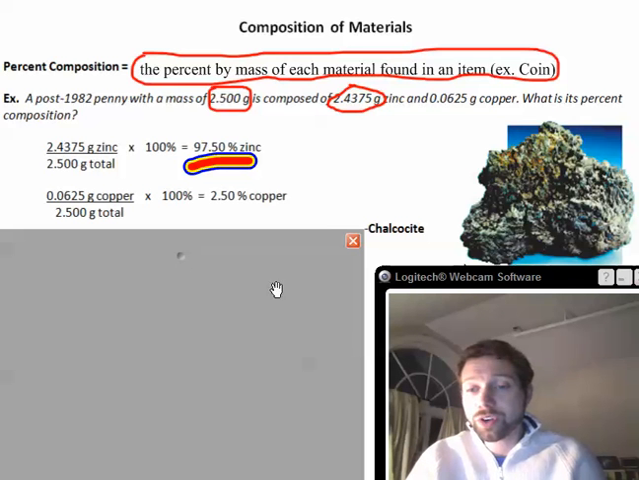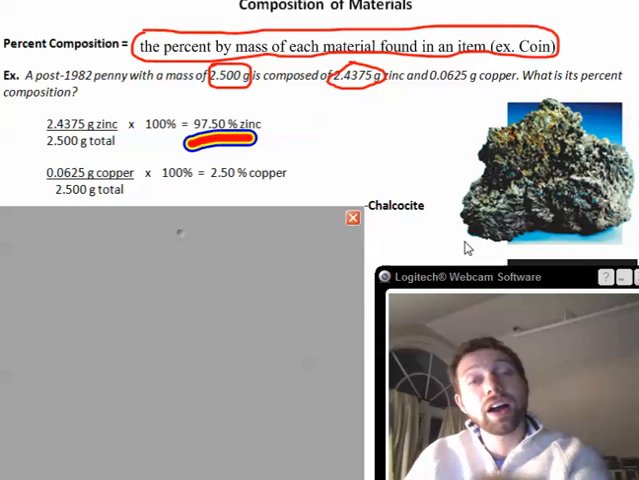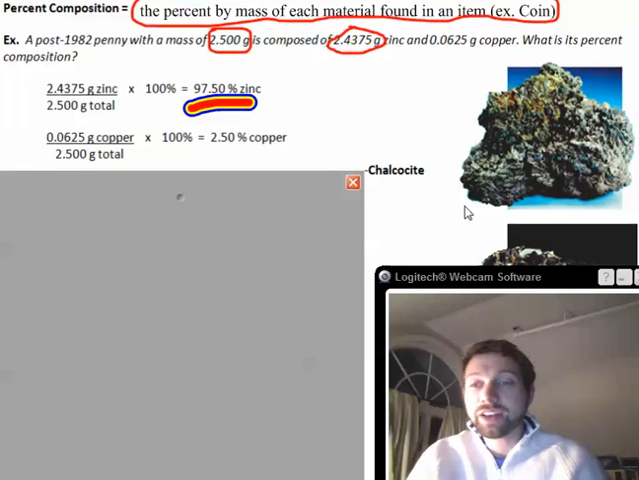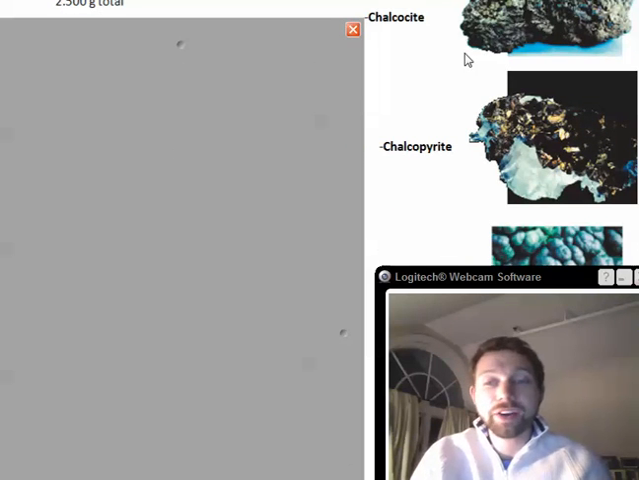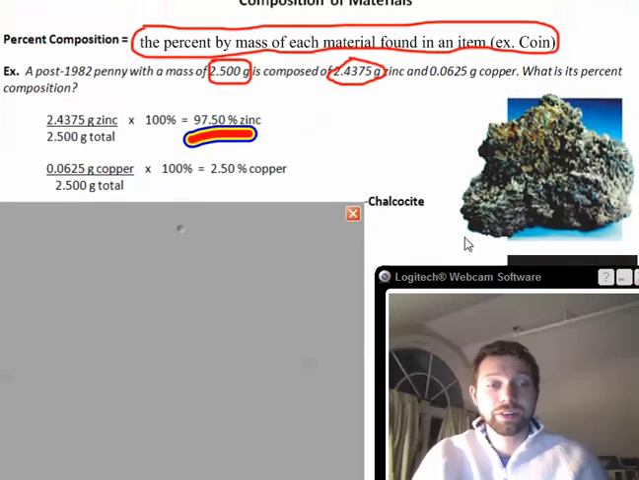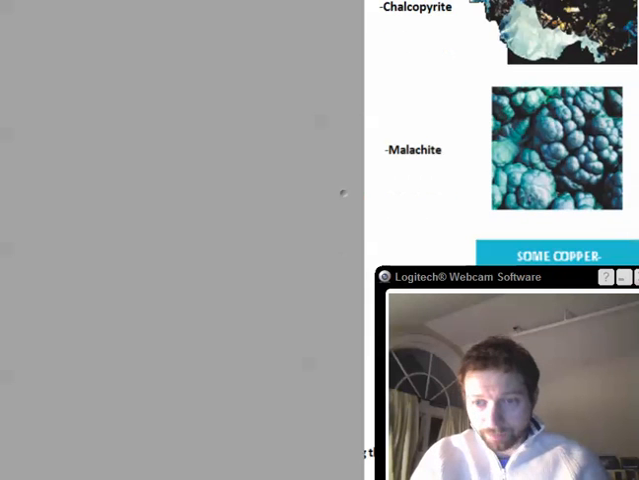And to show you, we have 3 different metal ores that you see on your notes there. These are copper metal ores. These all have copper. We have chalcocite, which is that rock there. On the top, we have chalcopyrite, and then we have malachite. All of these are copper containing. However, their formulas are slightly different from each other. The formulas are below.